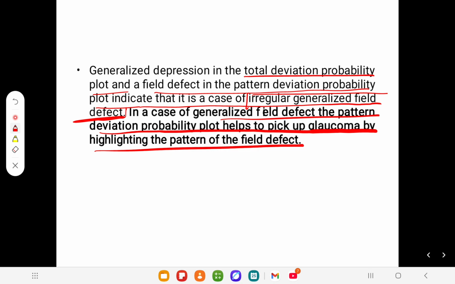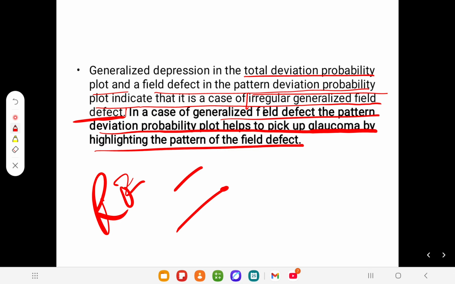And we have already discussed what the culprits of generalized field defect are. Maybe refractive error, or maybe cataract, maybe miosis, maybe vitreous hemorrhage. There are a lot of things, maybe optic nerve defect. But if we remove that generalized field defect from total deviation, then we will get pattern deviation. In pattern deviation we will get patterns, and those patterns will help us to pick glaucoma early.